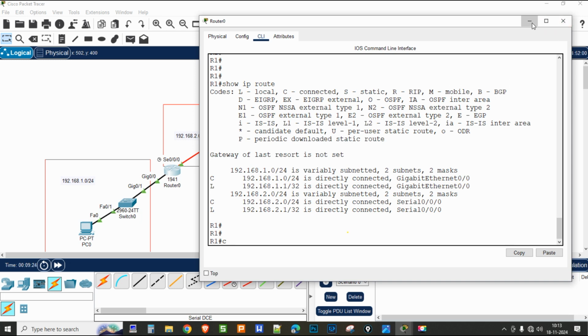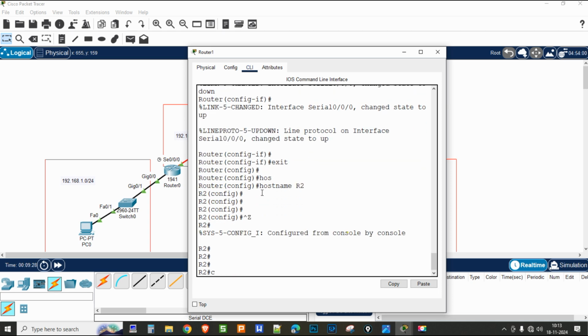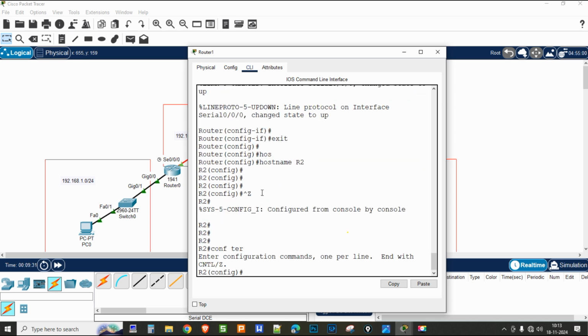Just wait. Here R2 router, I can start from R2 router. That's why I can explain the 4 static routes. Here I need to configure the standard static routing. Don't forget, here I configure the standard static routing. Standard static routing is nothing but we need to configure the exact destination network in the routing table.